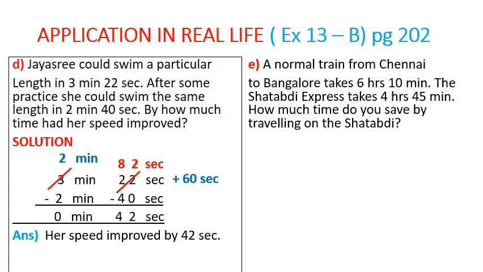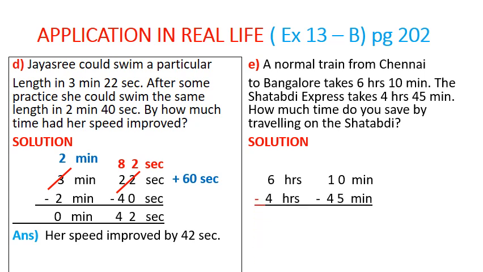How will you find out the difference between the times? By subtraction, isn't it? So we are going to subtract 6 hours 10 minutes minus 4 hours 45 minutes. Arrange it one below the other. Now, can we subtract 10 minus 45? No. So, we have to borrow.